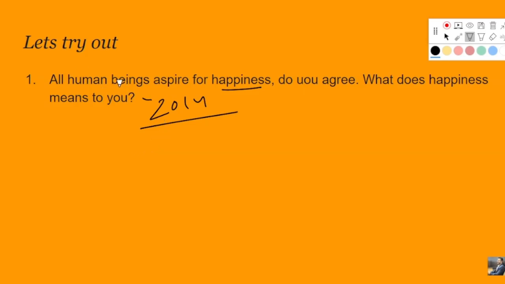So the first part of the question is: all human beings aspire for happiness, right? This is the statement they have given, and they have asked, do you agree? And if you agree, then what does happiness mean to you? This is basically you have to give the reason why you support this particular statement by eliciting your idea of what happiness means to you, right? So all human beings aspire for happiness, nobody can deny this. Why? How can you support this answer?